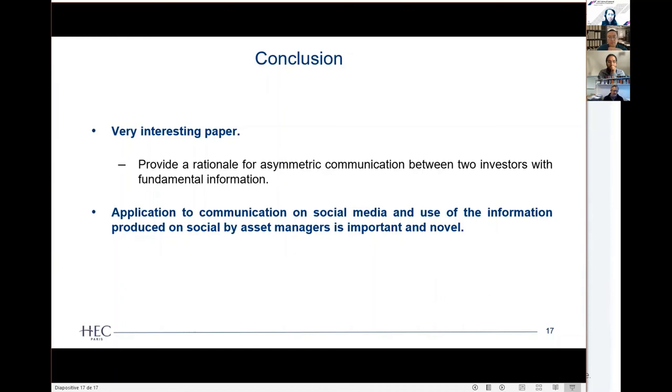But overall, my conclusion is this is a super interesting paper. The result is far from obvious. In fact, when we worked on that with Laurence, we avoided considering this case of two guys with fundamental information because we thought that this would not lead to information sharing. And in fact, you find it does. The mechanism is interesting. And I find the application to communication on social media very topical and relevant. My suggestion is to develop this application more, essentially.